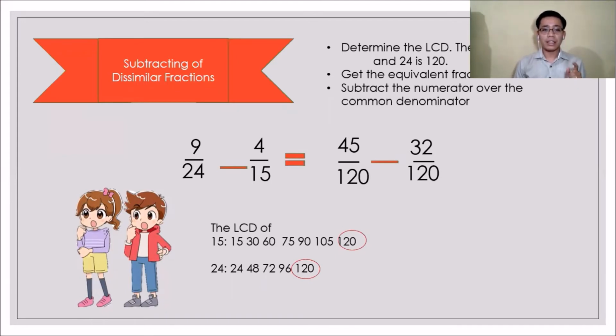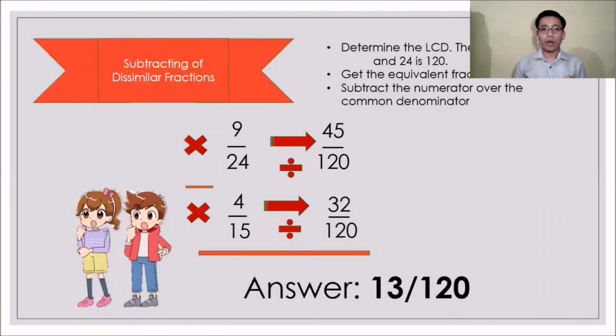Okay, first, get the LCD of 15. So 15 times 1 is 15. 15 times 2 is 30, and so on until you get 120. And 24, the same. We have 24 times 1 is 24. 24 times 2 is 48 until you get 120. Just get the 120 as denominator. So how we're going to solve it?